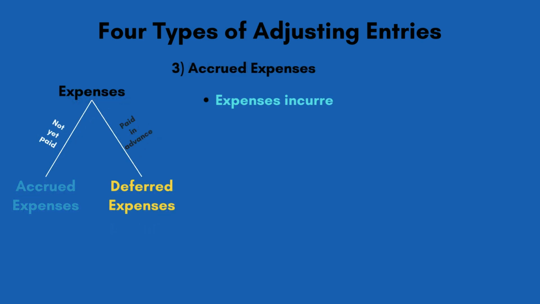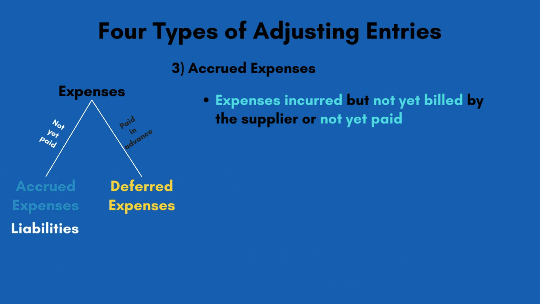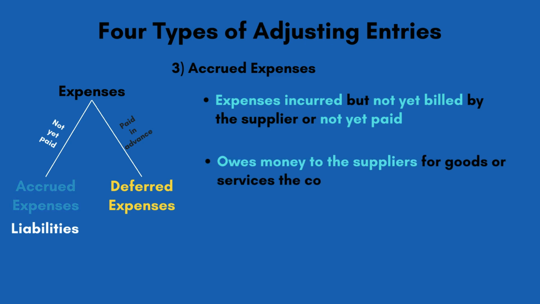Third, accrued expenses. These are expenses that have been incurred but not yet billed by the supplier or not yet paid. They are classified as liabilities because the company owes money to the suppliers for goods or services already received. The company will settle the amount in the future.